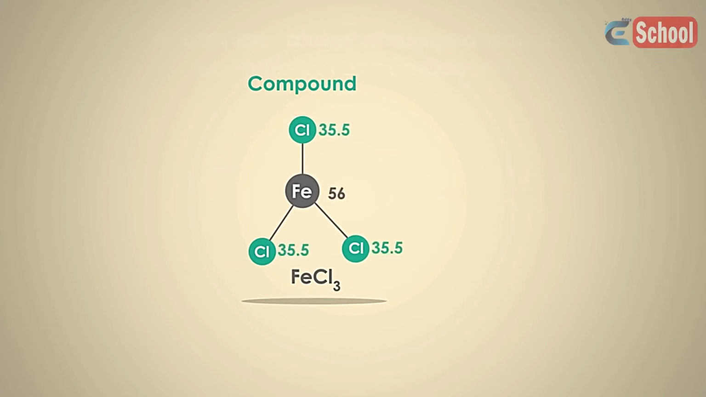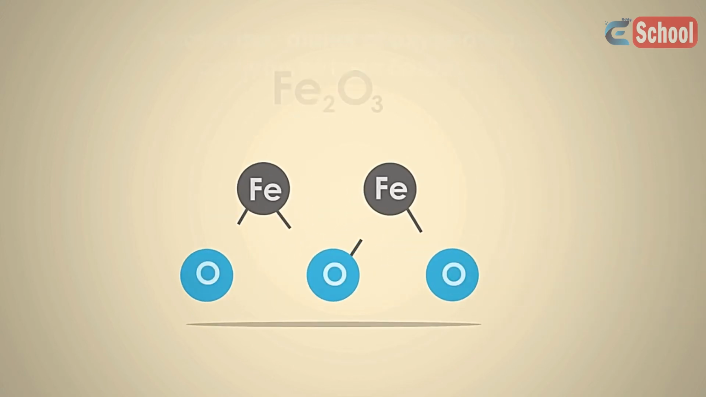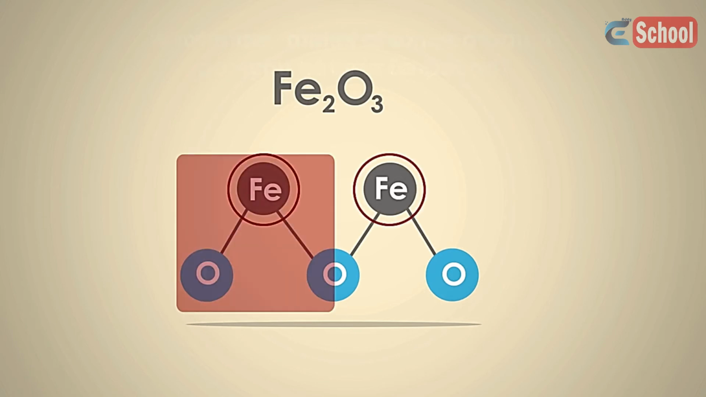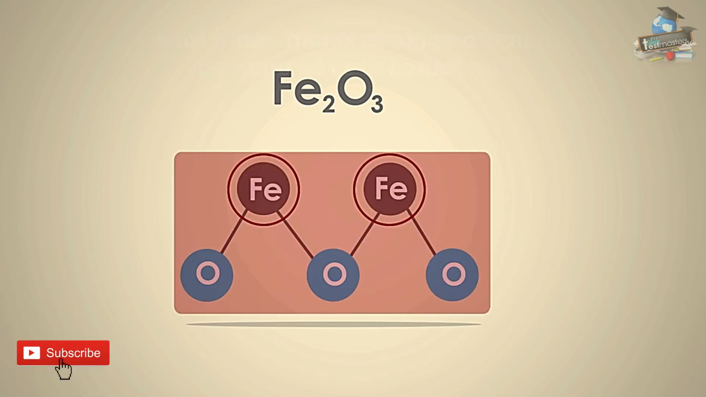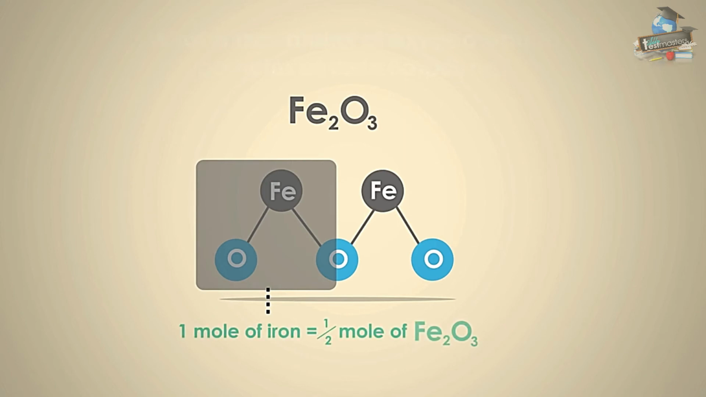For any compound, the relative molecular mass, or Mr, is the weight in grams for 1 mole, or 6 times 10 to the 23 particles. What if you had some Fe2O3 instead? For 1 mole of iron, you would have half a mole of the compound, because there are 2 moles of iron for every 1 particle of the compound. 1 divided by 2 is 1/2.